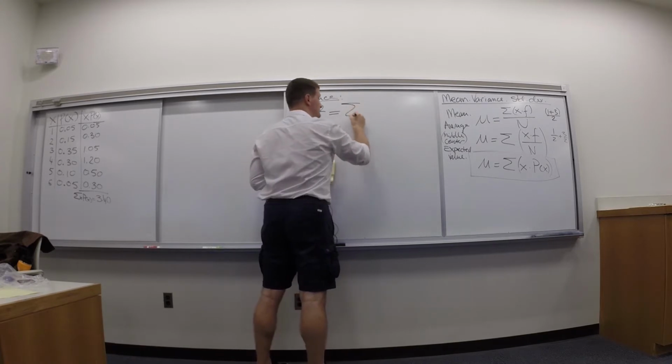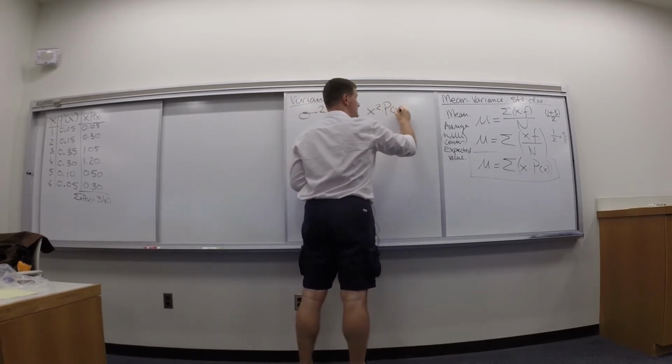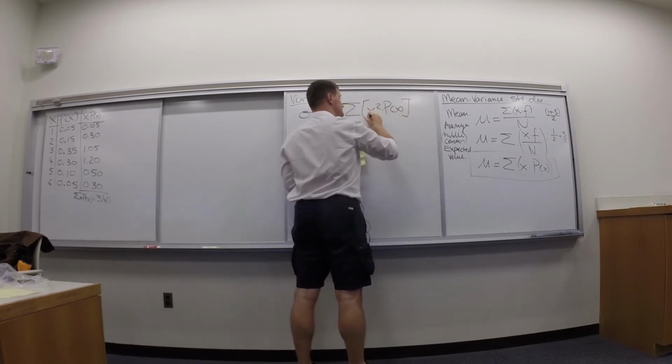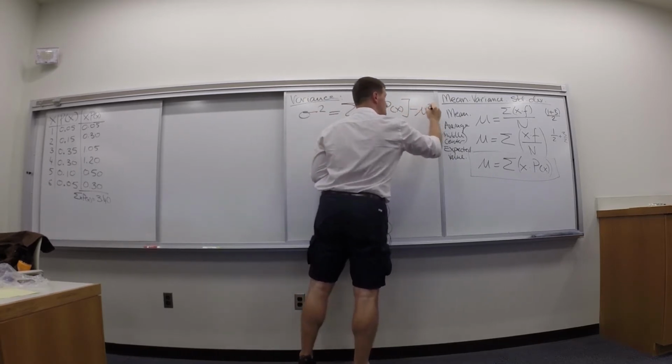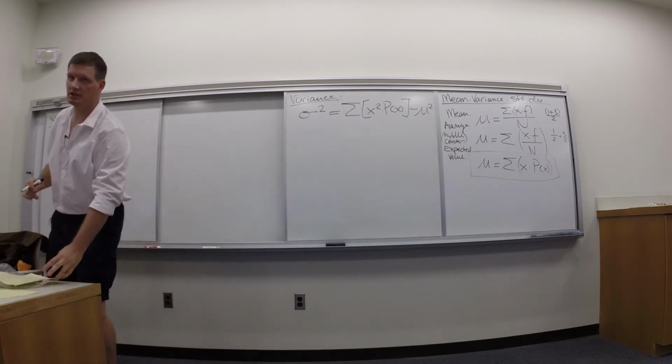equals the sum of x squared times p of x minus mu squared. Now, big and scary? Yes. Can we do it easily? Yes.